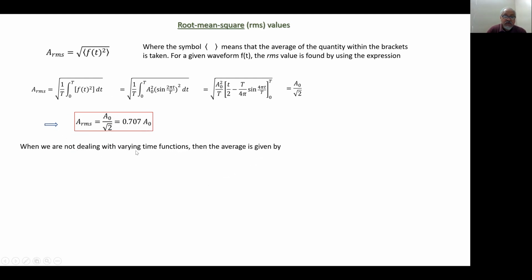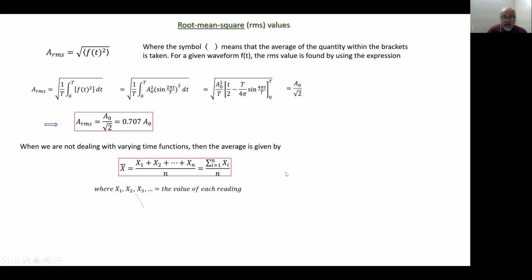When we are not dealing with a varying time function, when it's not periodic, the average is given by this quantity. The traditional way to find the average is just adding the quantities and dividing by the number of quantities. We represented this where x1, x2, and so on are the values of each reading, and n is the total number of readings. This is the traditional average.